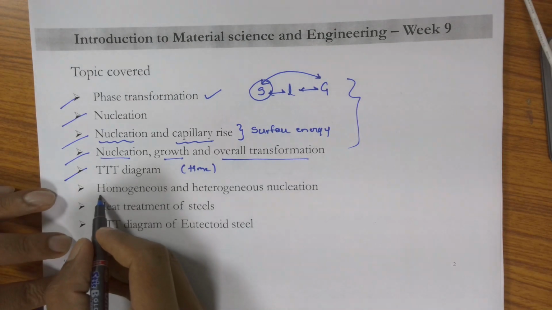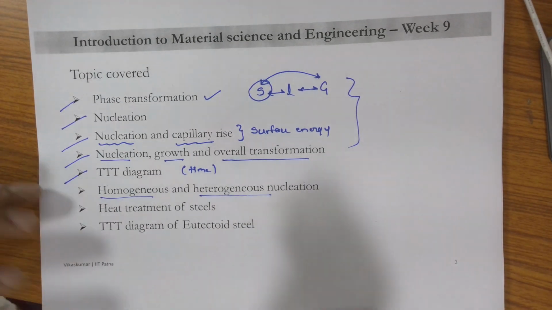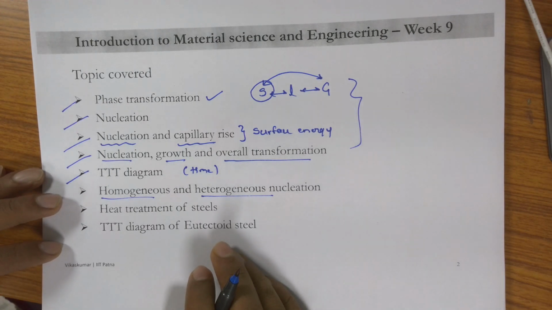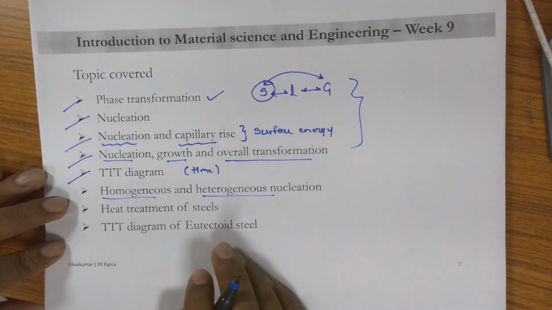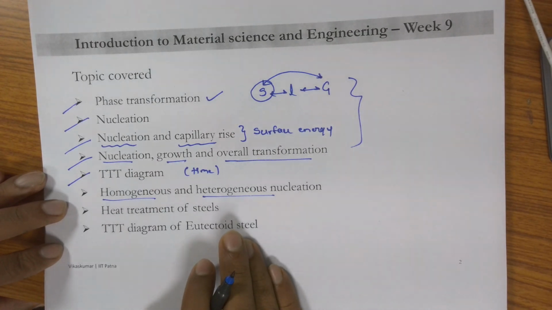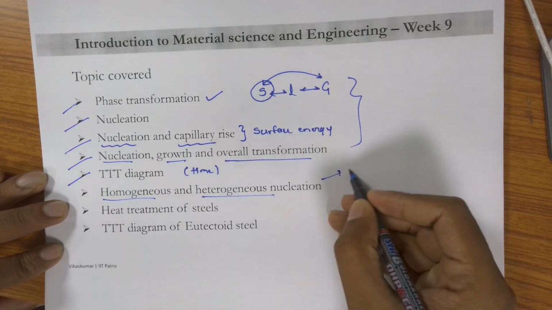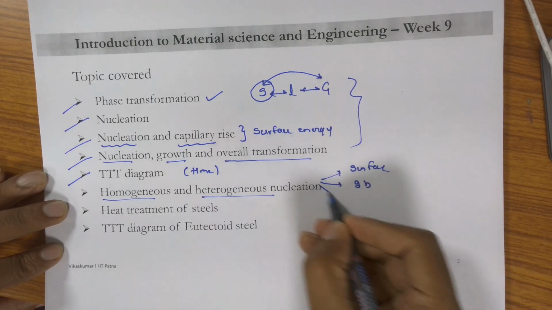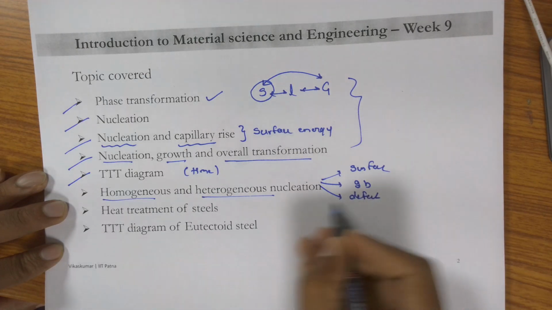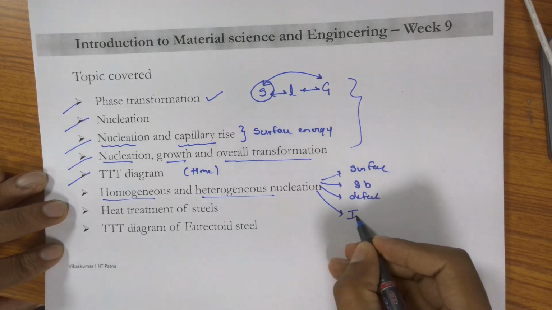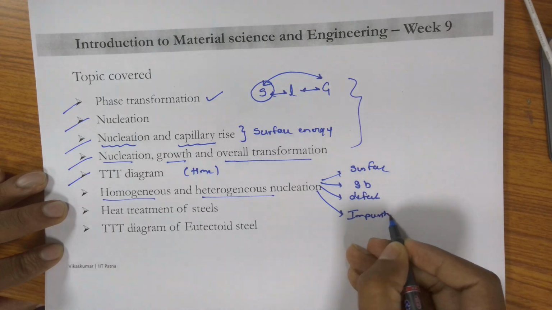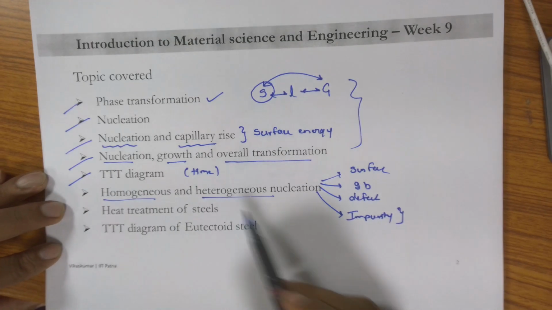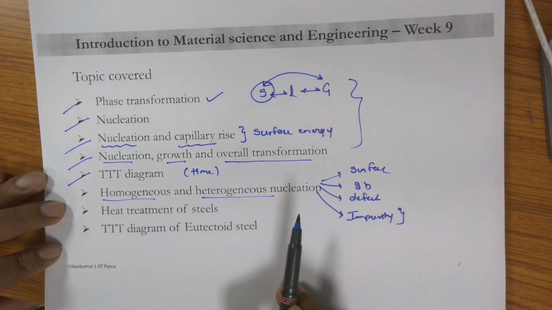Later on, we saw what homogeneous nucleation and heterogeneous nucleation are. More or less, we know that homogeneous nucleation takes place within the material, inside it, while heterogeneous nucleation takes place at certain particular sites. The site can be a surface, a grain boundary, or any defect. You can also say that if we add an impurity, this impurity itself can act as a nucleating site, and this will lead to heterogeneous nucleation.